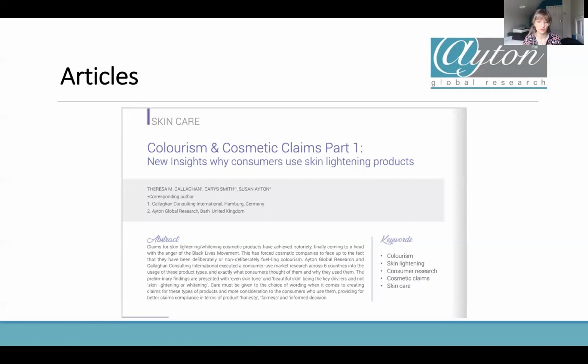Care must be given to the choice of wording when it comes to creating claims for these types of products, and more consideration to the consumers who use them, providing for better claims compliance in terms of product honesty, fairness, and informed decision making. I don't know if anyone knows Teresa Callahan, who I worked on this with, but she's a claims specialist. So we're really thinking about how it relates to claims in particular as well.